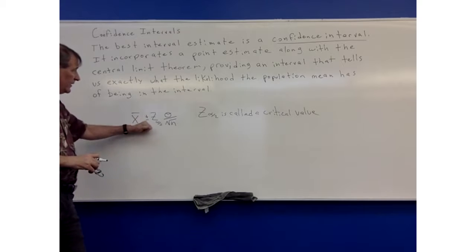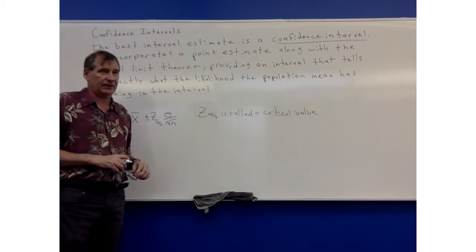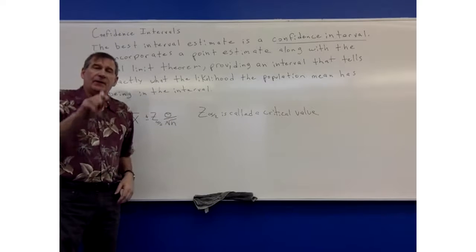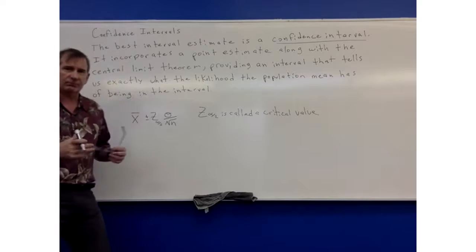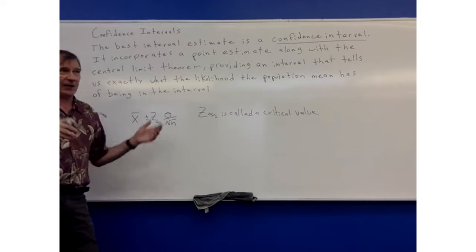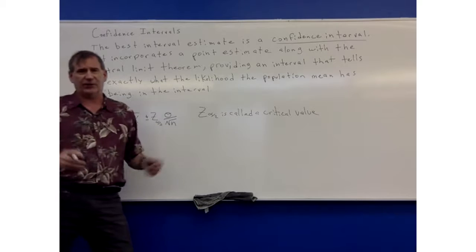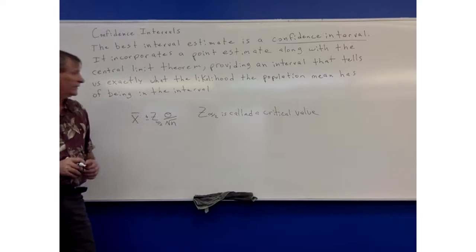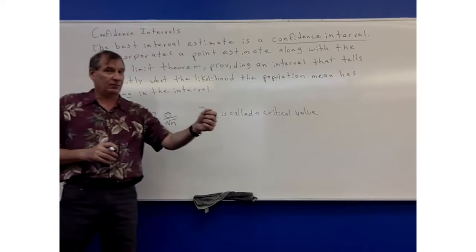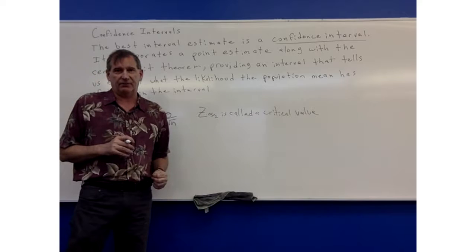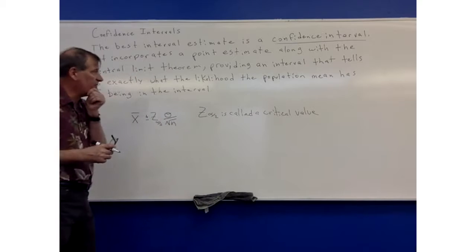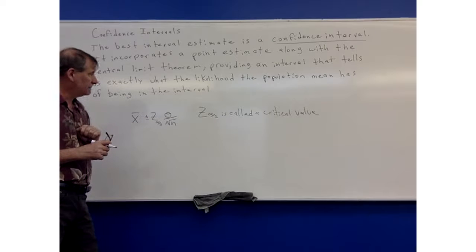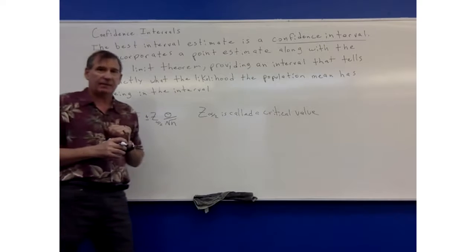Now, notice how we set this up. This is x bar plus or minus so many standard deviations. There's a problem with that. If you were talking to your roommate about something and you said, oh, I'm plus or minus 2.3 standard deviations, would they know what you're talking about? No. How about if you said 1.5 standard deviations? No. So what we're going to have to do is take this number and turn it into something that people understand.